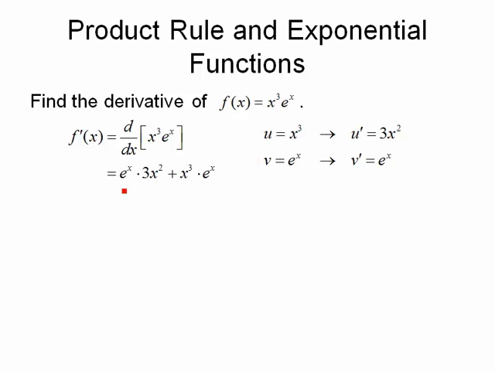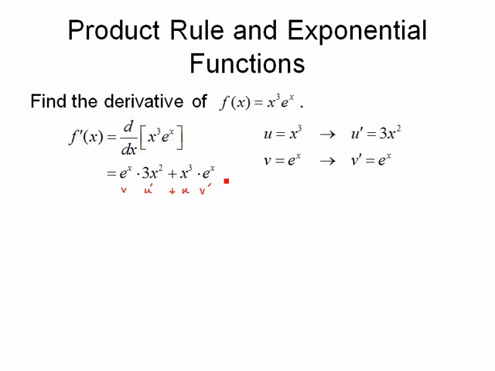The v part is e to the x times u prime, which is 3x squared, plus u, which was x cubed, times v prime, which is e to the x. So I get e to the x times 3x squared plus x cubed times e to the x.